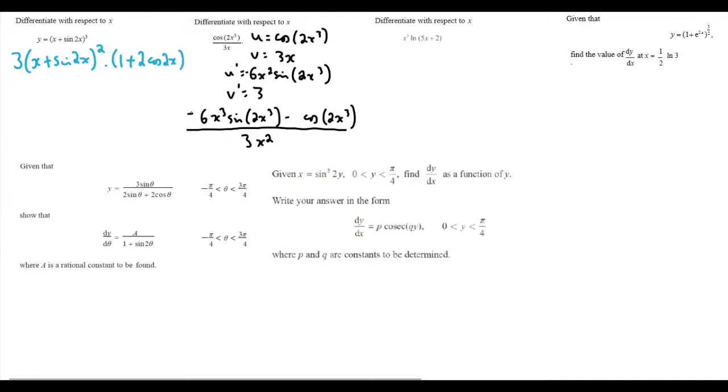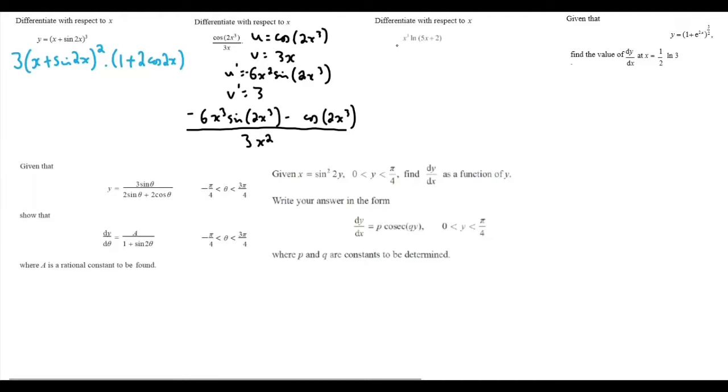Okay. If you so desired, you could split that up into 2 further fractions. You could say minus 6x cubed sine 2x cubed divided by 3x squared. Well, the 6 will cancel with the 3 to leave you with 2. The x cubed will cancel with the x squared, leaving the single x, so minus 2x of the sine. And then on the right, you would still be left with a fraction, so minus, and then the cos over 3x squared. If you so wished, just like the first one, you don't have to do anything beyond that.